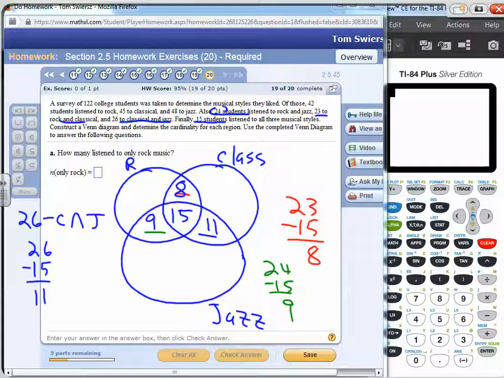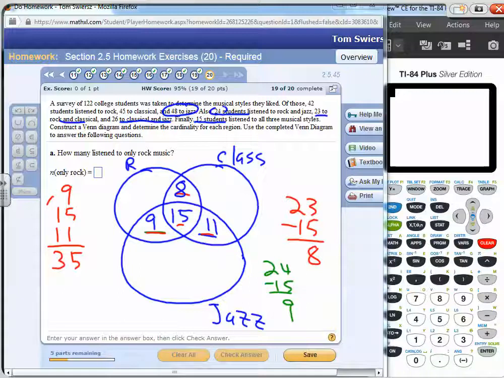Now you can finally go to the numbers that are listening to each set. So 48 listen to jazz. However, now be careful. The 48 for jazz doesn't mean jazz only, it means jazz and any of the other sets. So in jazz you see 9, 15, and 11, right? 9, 15, and 11 in jazz. Okay, so when we add these together, we get 35, okay?